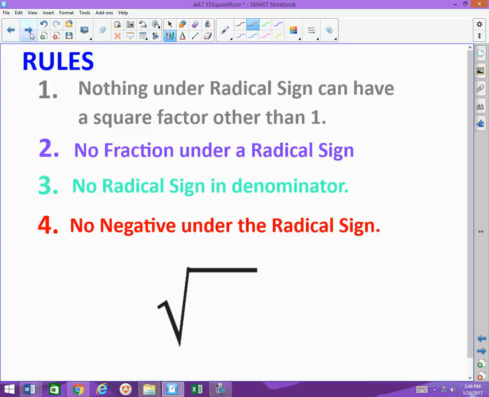The other rules for square roots is you can have no fraction under a radical sign, and no radical sign can be in the denominator. And finally, the last rule is you cannot have a negative under the radical sign. And we will go through all kinds of different examples to look at those things. This is a radical sign, and it's square roots. Later on in this class, we'll get into things where that could be a 3, 4, a 5, and then that's third root, fourth root, fifth root. But for now, it's just square root.